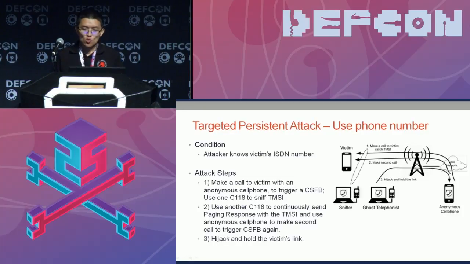Firstly, we set up one C118 as a sniffer. Then we use the banana phone to call the victim and trigger a regular CS fallback procedure. Our sniffer will log the whole procedure, including paging response, call setup, etc. Please notice the call setup signaling contains the caller's phone number.